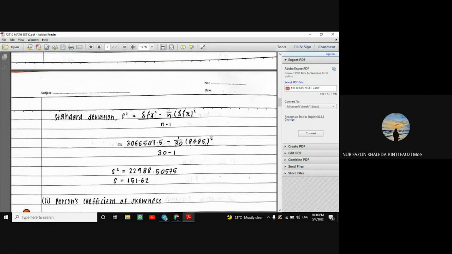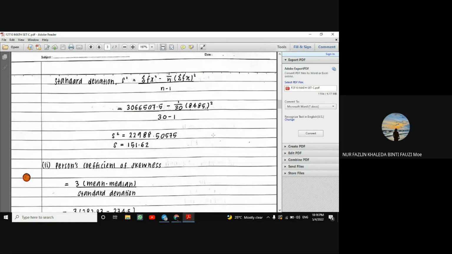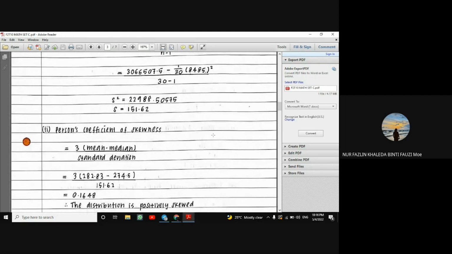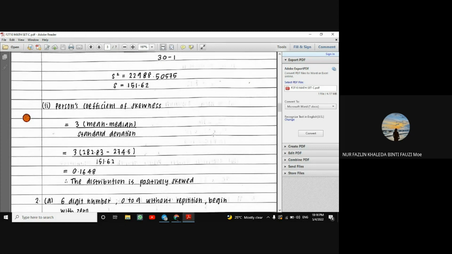Then, in B2, we need to find the percent coefficient of skewness. We will use this formula. After substituting the values calculated in B1, we get the answer 0.1648. Then, we still have another formula to calculate the Pearson coefficient of skewness, right? Which is the difference of mean and mode, divided by the standard deviation. Can we use that in this question? Yes, of course, you can if you find the mode.